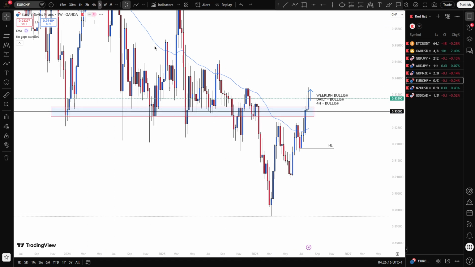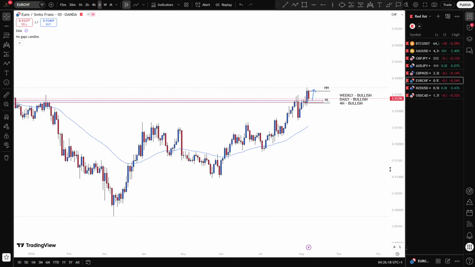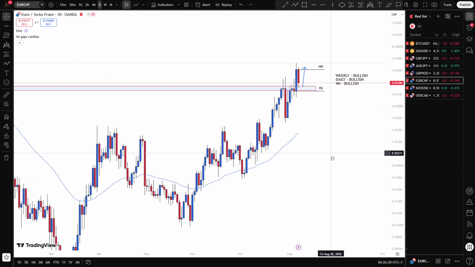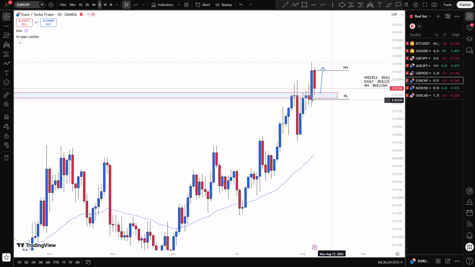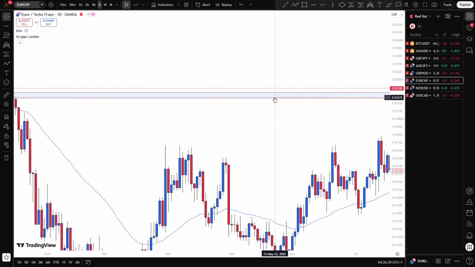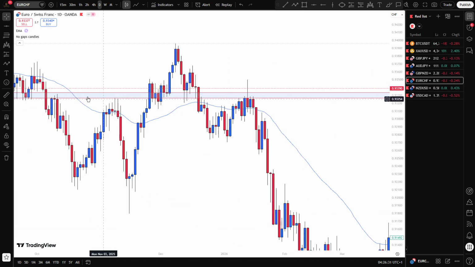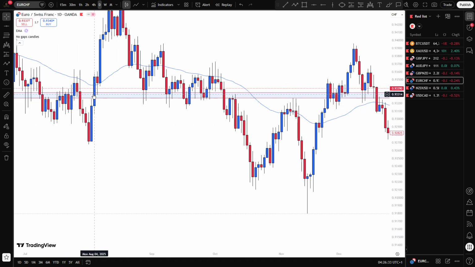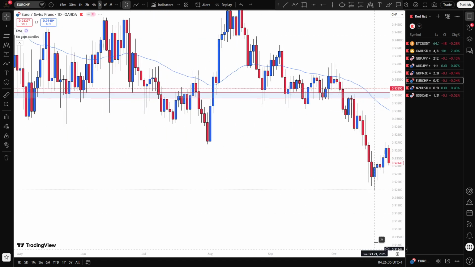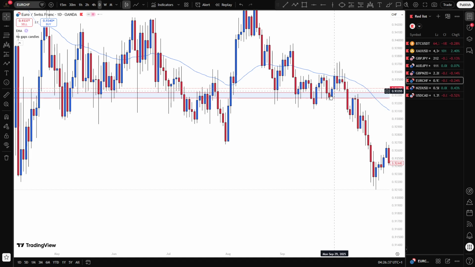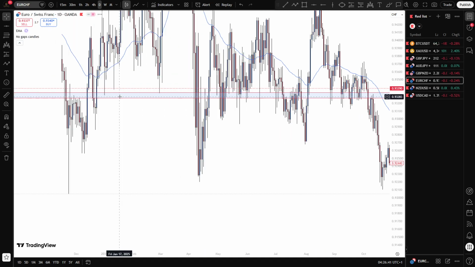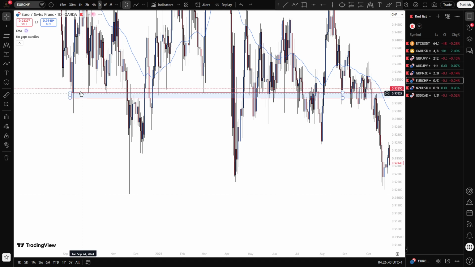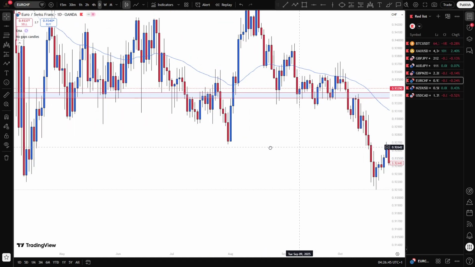If we go down to the daily time frame, we see that the daily time frame is bullish, and it is retracing back to this area of interest. This is a very strong area of interest. If you look to the left hand side, whenever we're up, we use it as support. So it's a very strong area of interest.